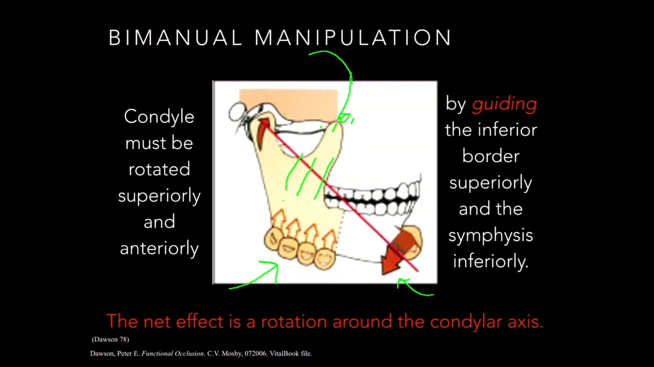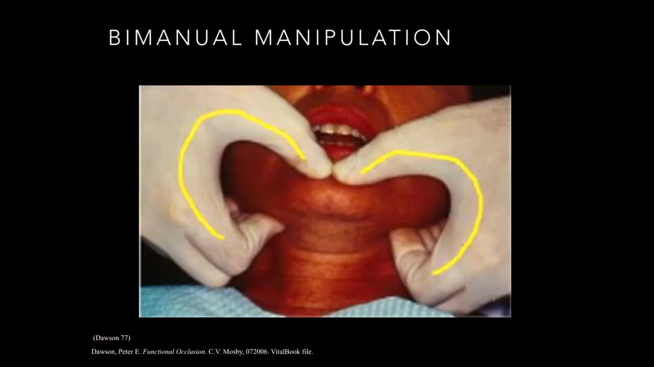So the rotation is this way. You're placing pressure downward with your thumbs while lifting upward here. The net result is the joint is following that red arrow up by the condyle. Does that make sense? So while you're manipulating your patient today, that's what you should be thinking in your mind, that motion of rotation of the mandible. Okay? So let's just practice for a second.